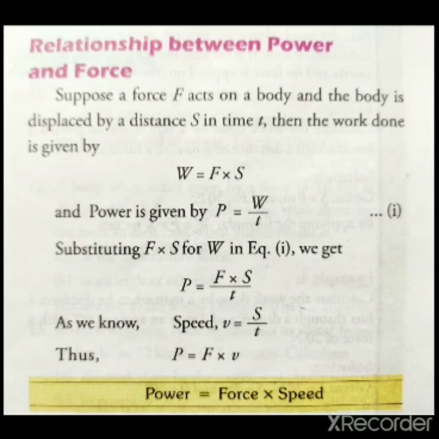But power is equal to work by time. So substituting F into S for W in equation 1, we get power is equal to F into S divided by T. As we know, speed, that is velocity, is equal to displacement divided by time. So we can replace that. F into S divided by T is how much? V. So power is equal to force into speed. V stands for speed here. So this is the relationship between power and force: power is equal to force into speed.